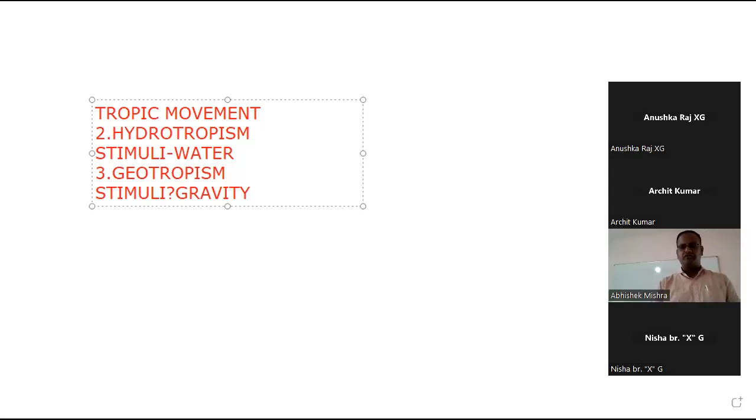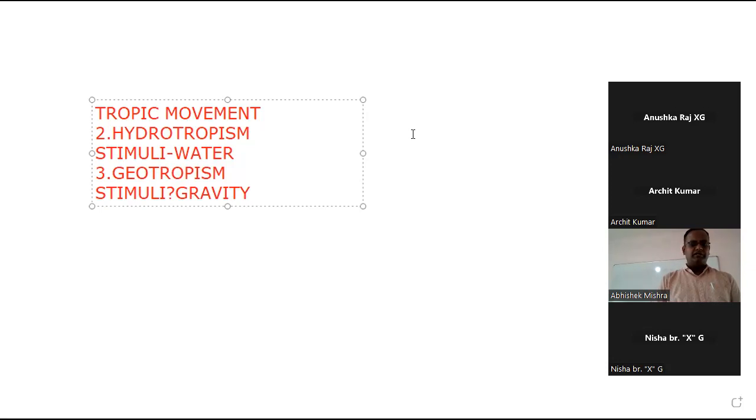Okay, Anushka, very quickly, always very active. Anushka is very active throughout the online class. Very good. Yes, Anushka? Sir, roots will be positive and shoots will be negative. Negative. Very good. Correct.